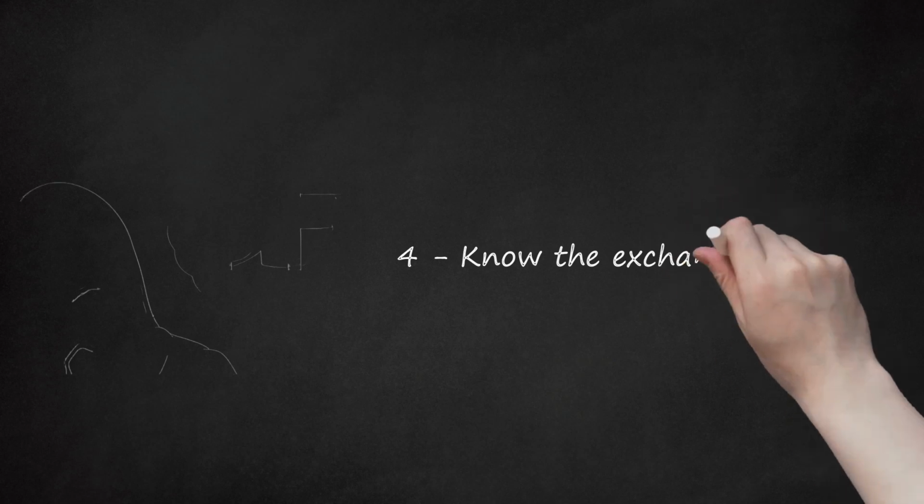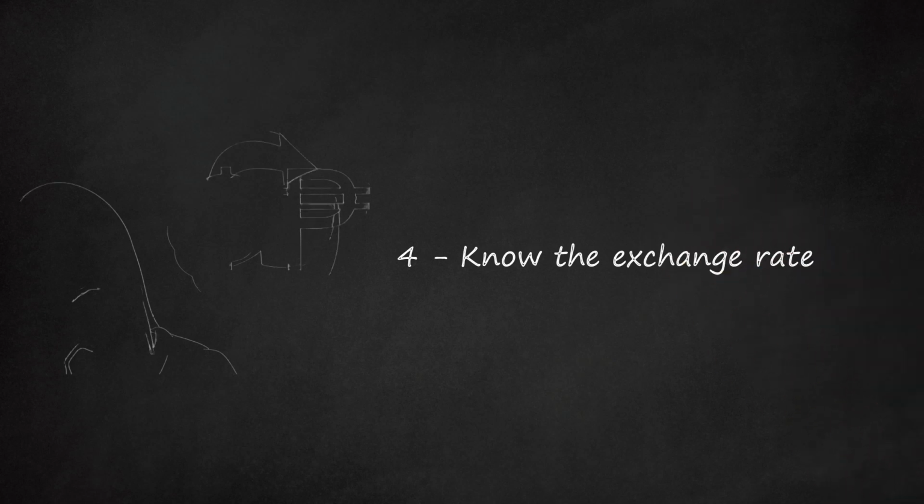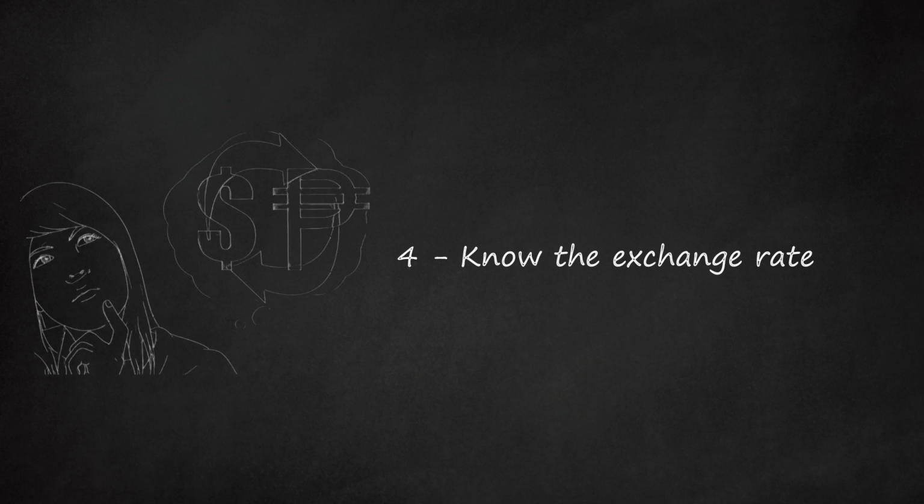4. Know the exchange rate. The exchange rate is the amount of foreign currency that will be generated for every dollar you send. For example, a money transfer service might have a rate of 12.48 Mexican pesos per US dollar. So if you send $200, it will come to 2,496 pesos.